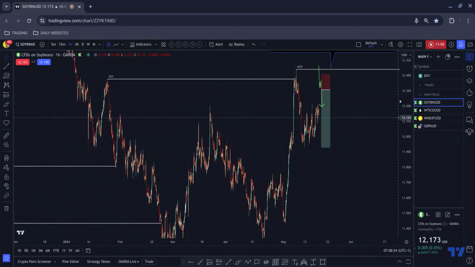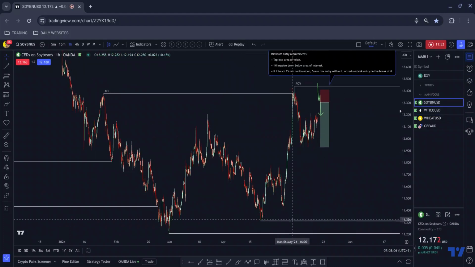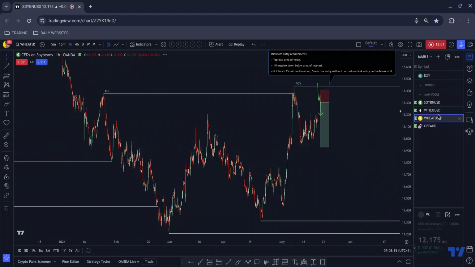So with soybean, just to touch on it, I would be targeting that sharp low there, which happens to be 90% of the range from here to here. So a take profit there, and I would trail my stop loss accordingly on that one as well.